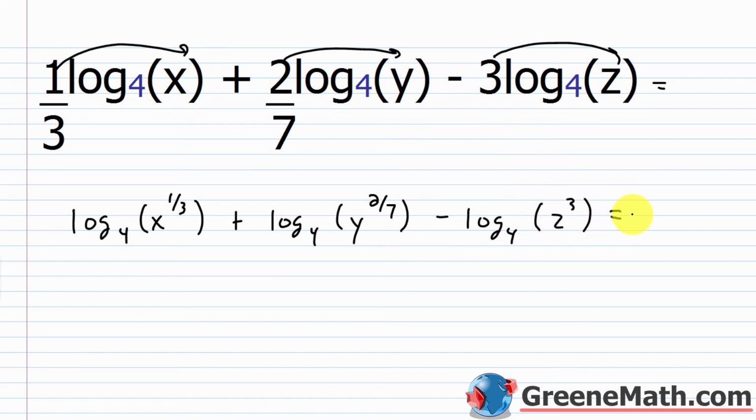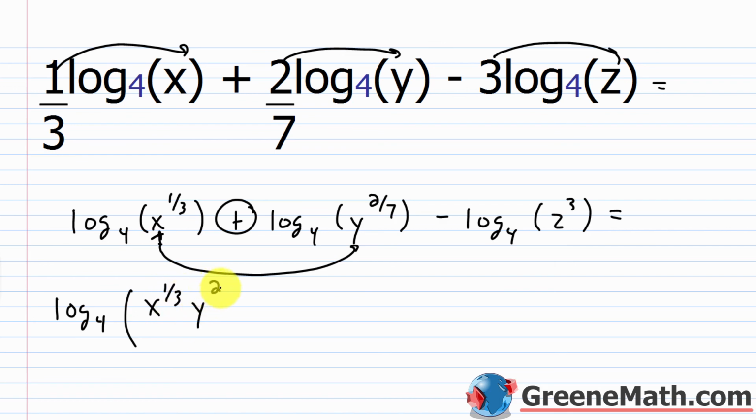So this equals what? Well, we'll have log base 4 of, I have my addition here, so this one times this one. So x to the 1/3 power times y to the 2/7 power. So we have this subtraction involved here. And so we know this is going to be over this z cubed here. That's what comes after the subtraction. So that's going to come right here. So you end up with log base 4 of x to the 1/3 power times y to the 2/7 power, over z cubed.